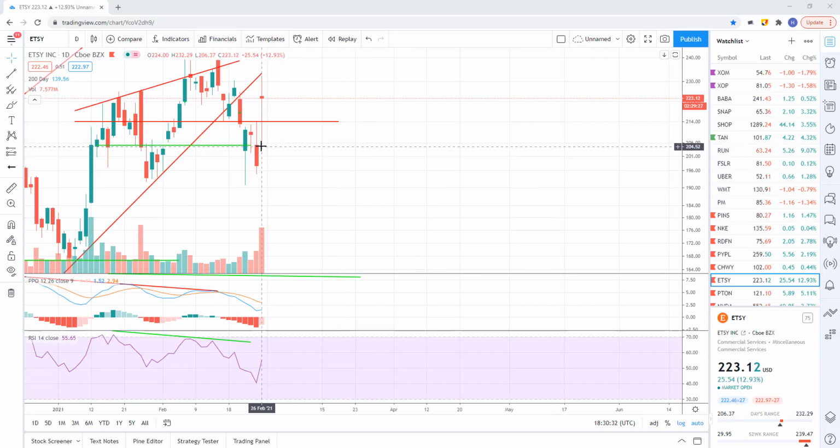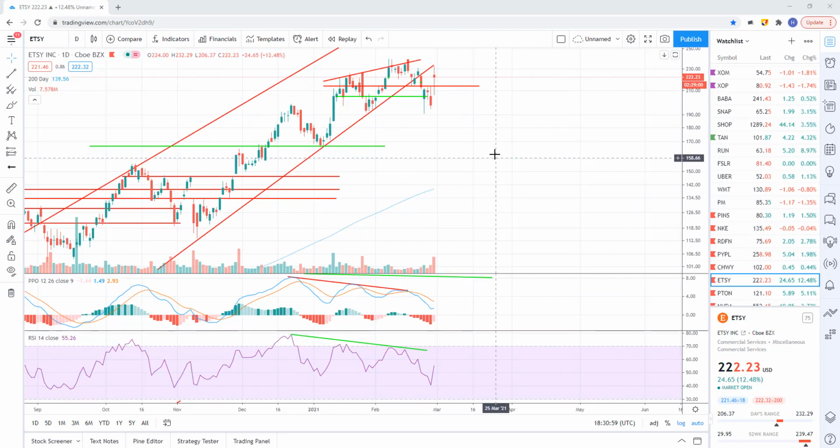Then they report earnings, and it does a backtest today. It ran all the way up here to 231, about 232, which is the bottom of that broken trend line, and was rejected right there. So I think more downside from here, obviously from the backtest of the broken trend line, but we're already selling off. I think Etsy's going lower. Next level of support will be all the way down here at about 166.85.